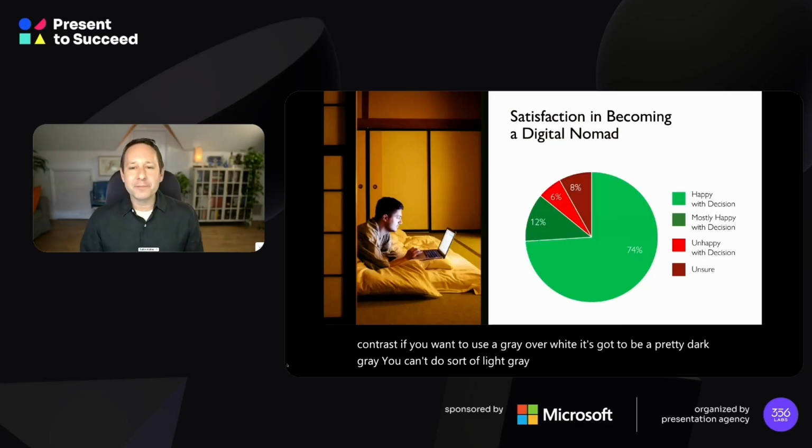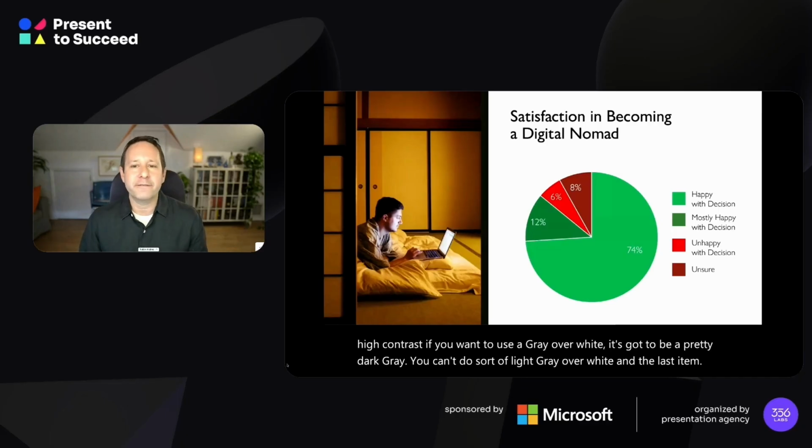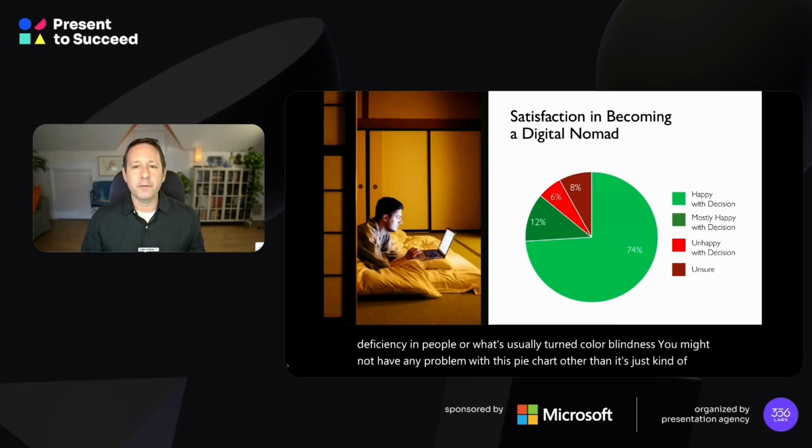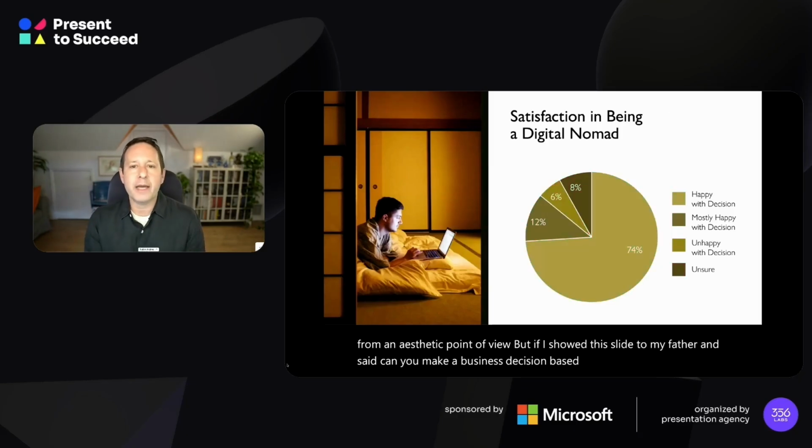And the last item is make things color safe. Now, this is for a number of reasons. One is color deficiency in people, or what's usually termed color blindness. You might not have any problem with this pie chart other than it's just kind of ugly from an aesthetic point of view. But if I showed this slide to my father and said, can you make a business decision based on this? He'd throw it right back in my face, because he has a type of color blindness in which this is what he sees.